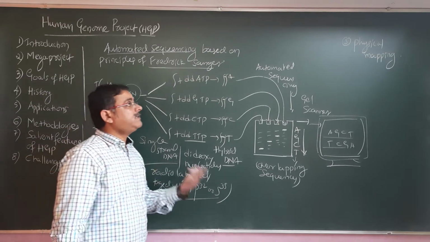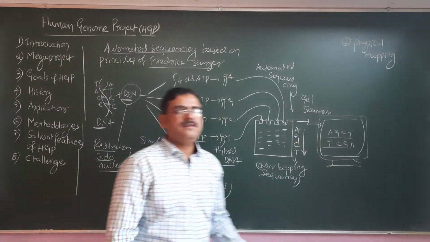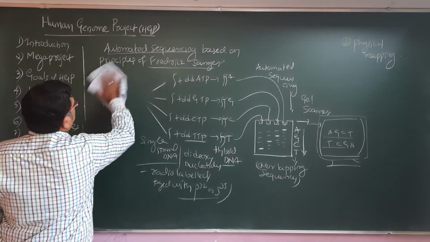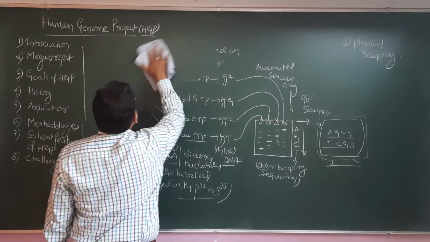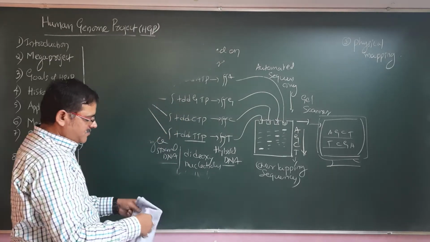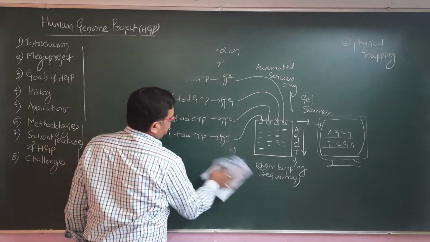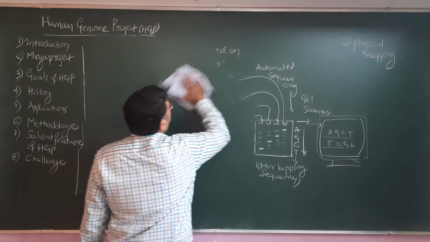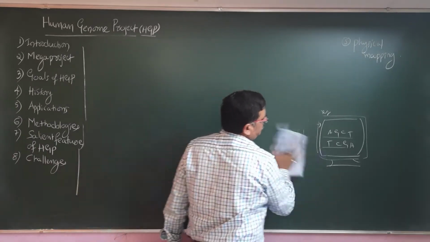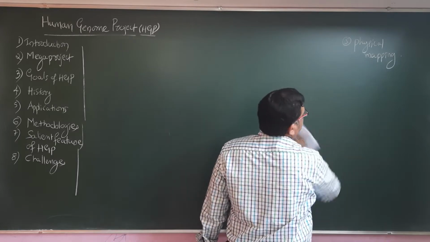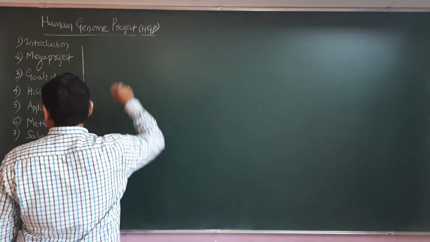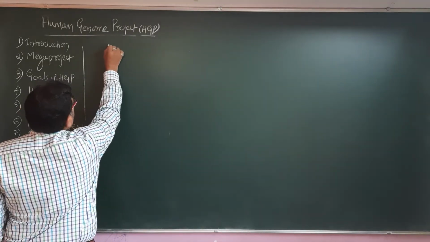Well, let us understand there is one more method, which we call physical mapping. So we need to understand physical mapping also. What is this physical mapping? It means you are isolating the particular chromosome, staining the chromosome and localizing the particular genes on the chromosome. That is called physical mapping, which has been used in the Human Genome Project.